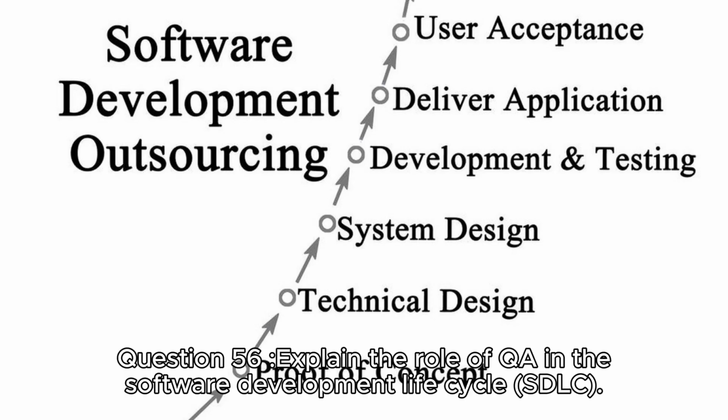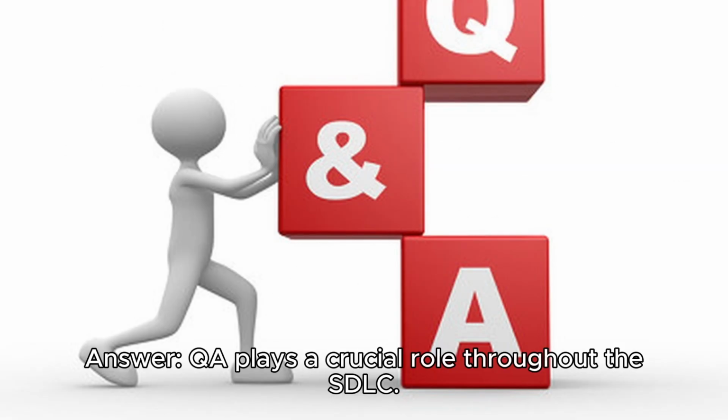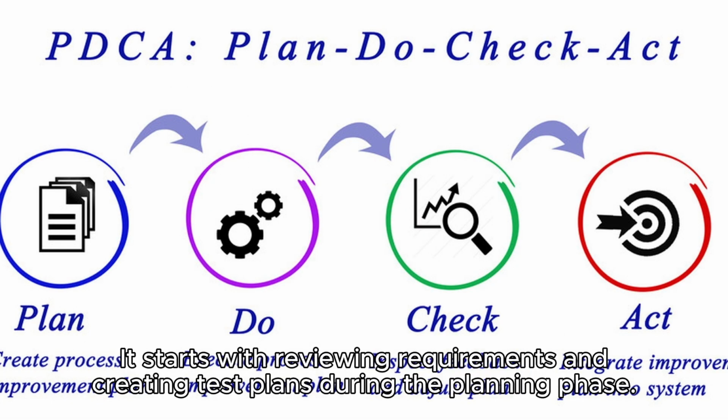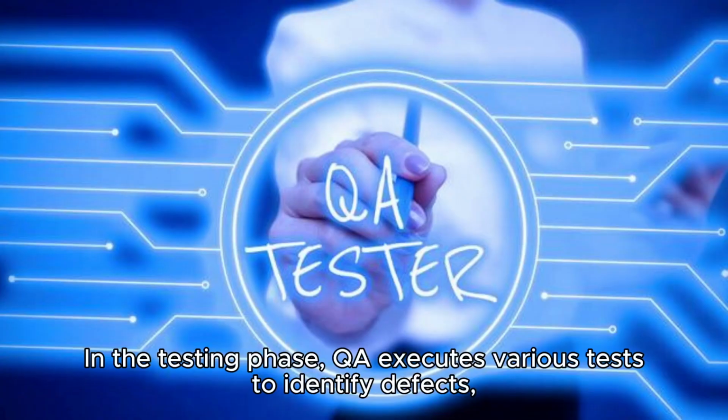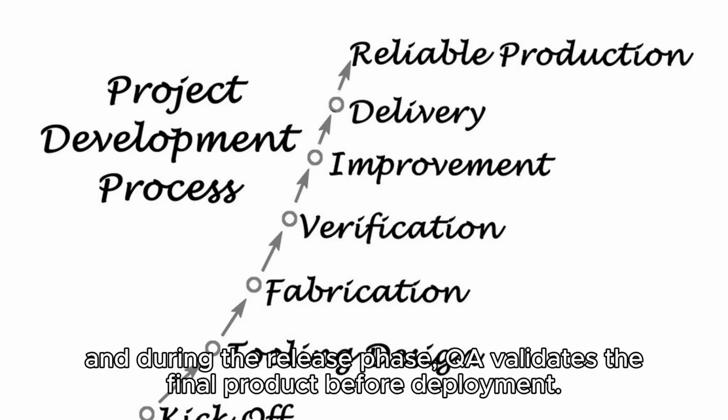Question 5.6. Explain the role of QA in the software development lifecycle, SDLC. Answer: QA plays a crucial role throughout the SDLC. It starts with reviewing requirements and creating test plans during the planning phase. During development, QA collaborates with developers to perform unit testing. In the testing phase, QA executes various tests to identify defects. And during the release phase, QA validates the final product before deployment.